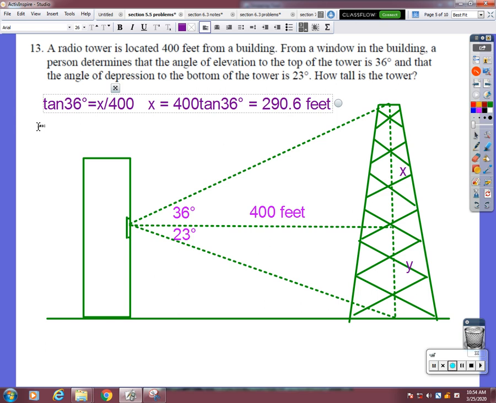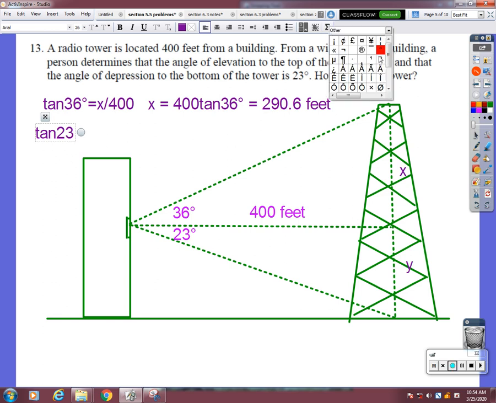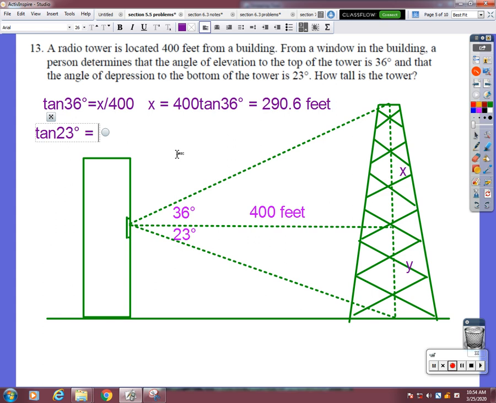Okay, then to find the other piece down here, I'm going to go tangent of 23 degrees is equal to this side y divided by 400. Once again, opposite divided by adjacent. So this is basically the same thing, just with a different angle. I'm going to go 400 tangent of 23 degrees. And if I do that, I'm just changing the angle to 23.